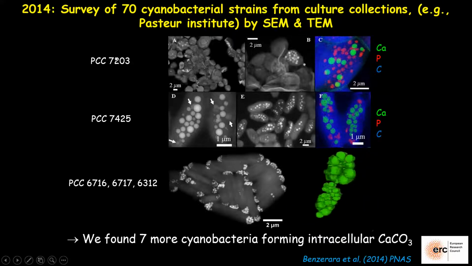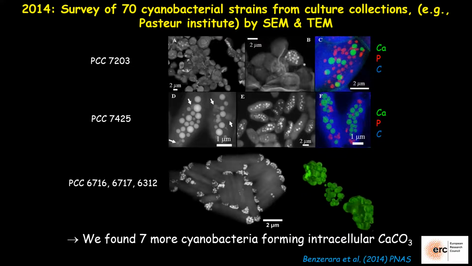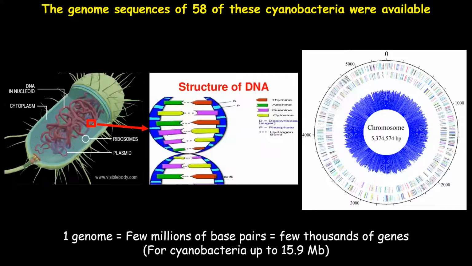So you see that this collection has been maintained for some time now. It's more than 60 years, and it's very, very useful. So we found 7 more cyanobacteria forming intracellular carbonates with this approach. So that makes now 8 cyanobacteria forming intracellular carbonates. The interesting thing is that for 58 of these strains that we have been looking at, we had the genomes.